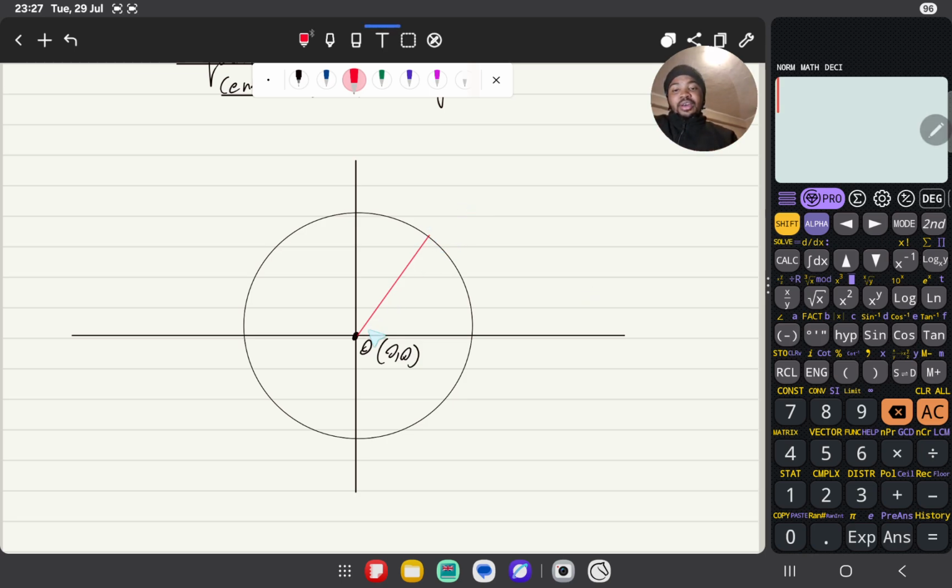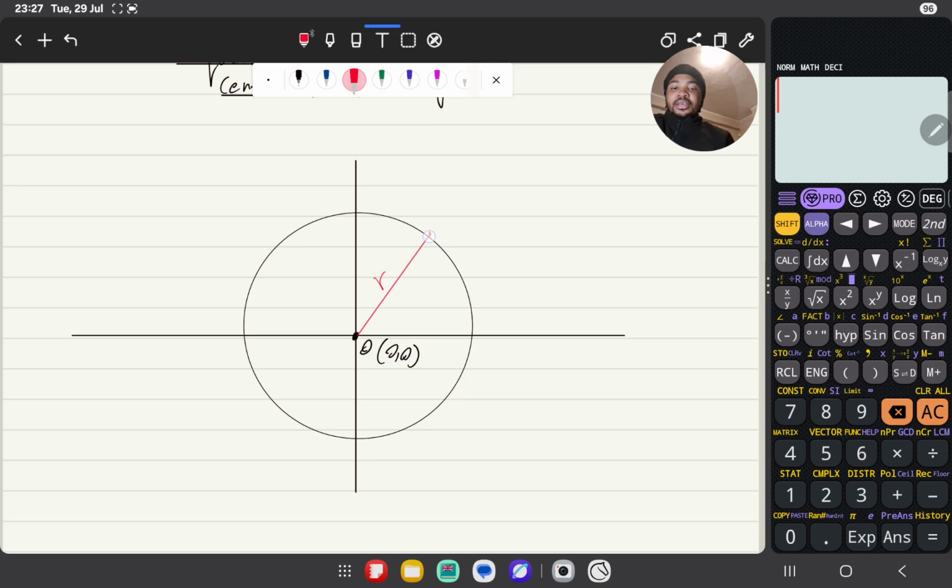Say you have a line moving from the origin to the circumference. What is that line called? It's a line that moves from the center of the circle to the circumference. We call it the radius, and I'm just going to use a small letter r.